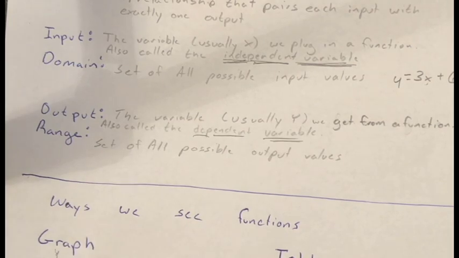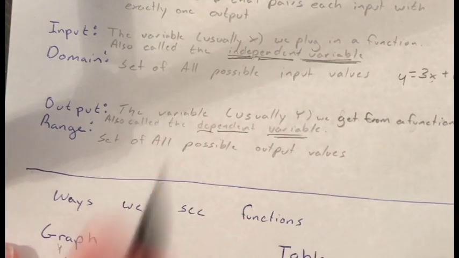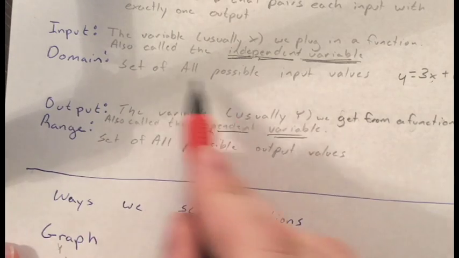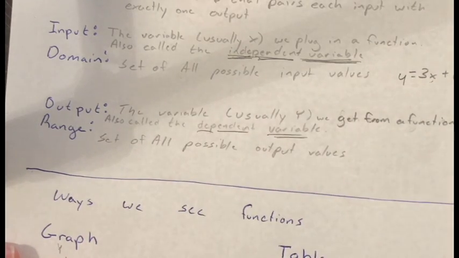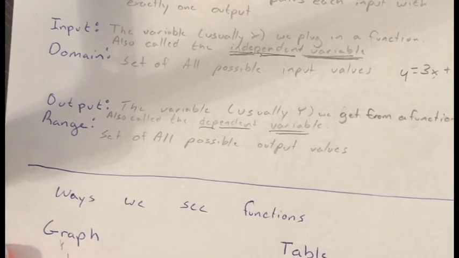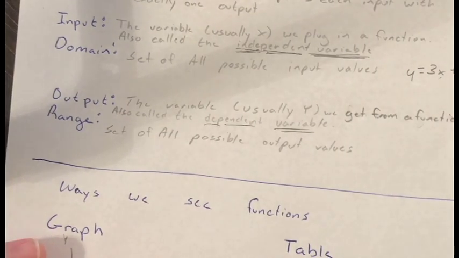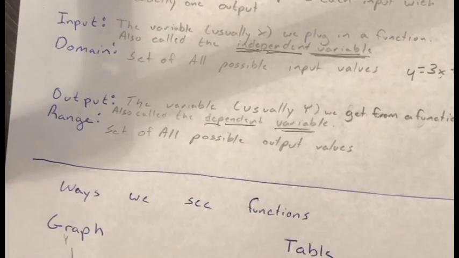Now, that brings us to the next two terms, and this is domain and range. This is really easy if you can just keep this in mind. Domain is all possible input values. So basically, you're looking at all the x's, and range is all possible output values, basically all the y values.